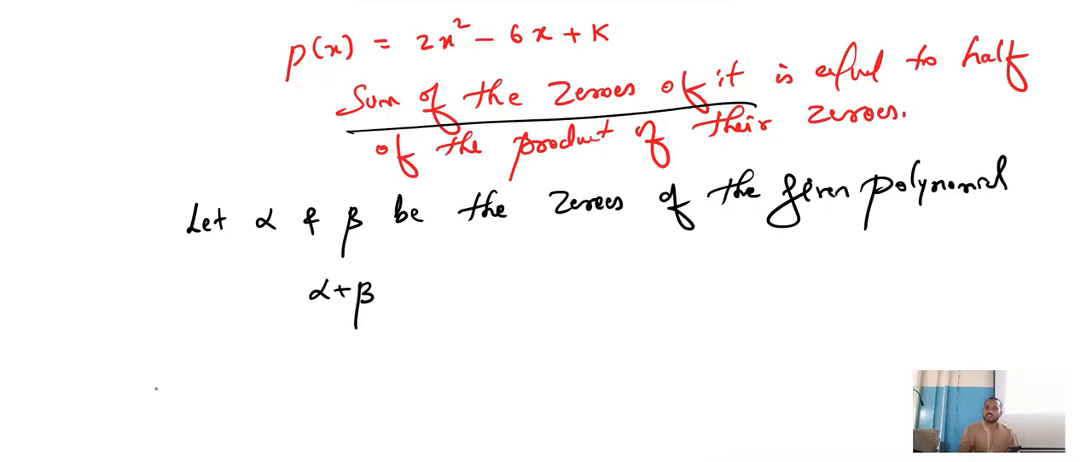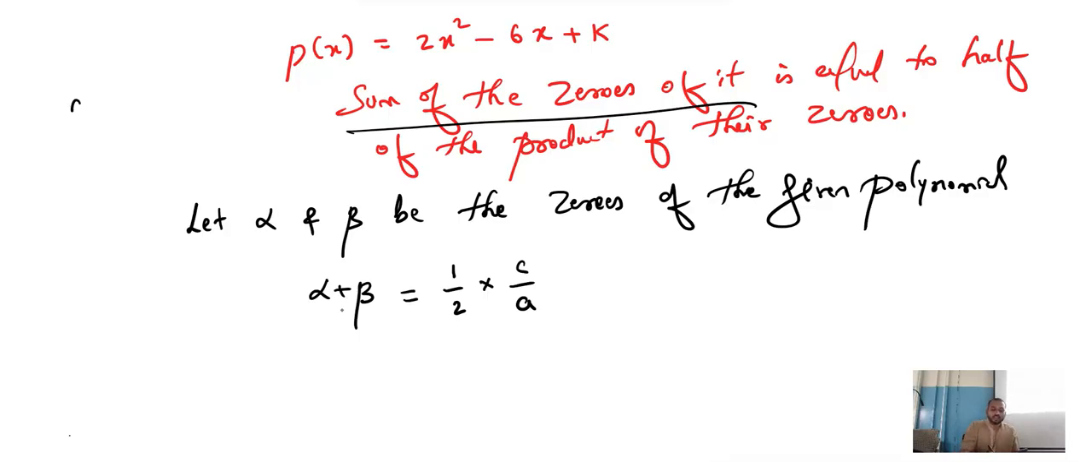Sum of its zeros alpha plus beta is equal to half. Half means 1 by 2, half of the, 1 by 2 into product of its zeros, that is C by A. By using this condition, we need to find the value of K.